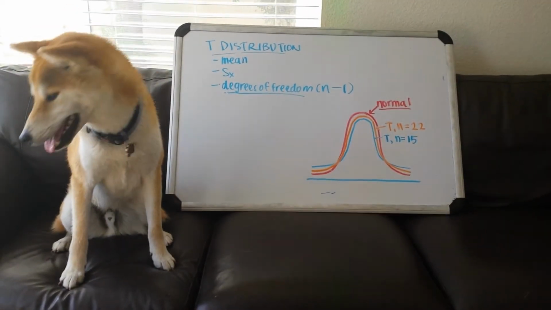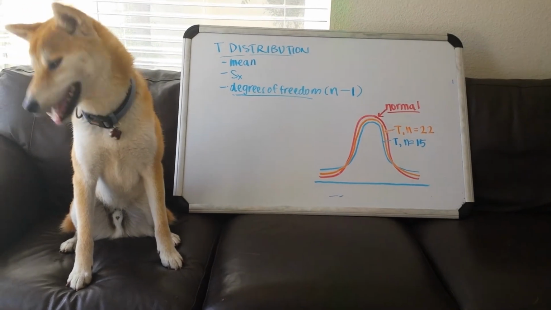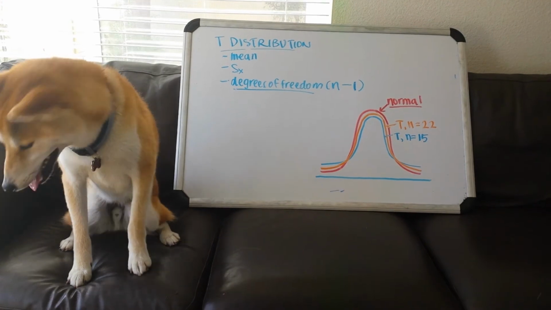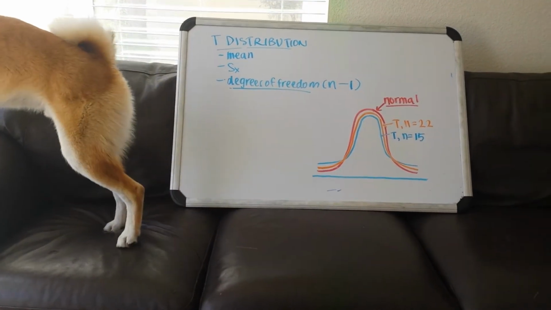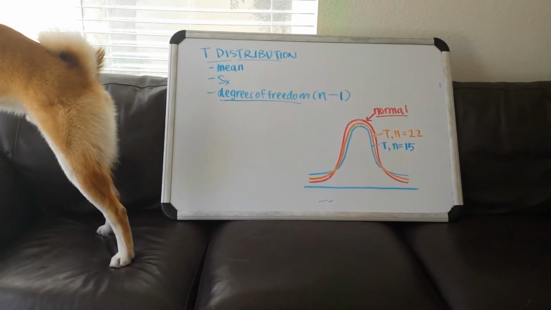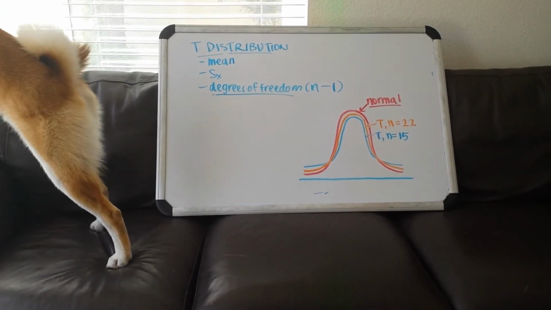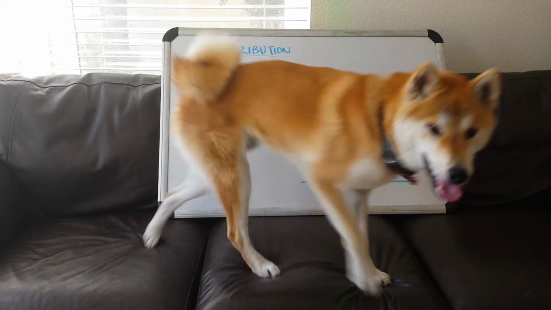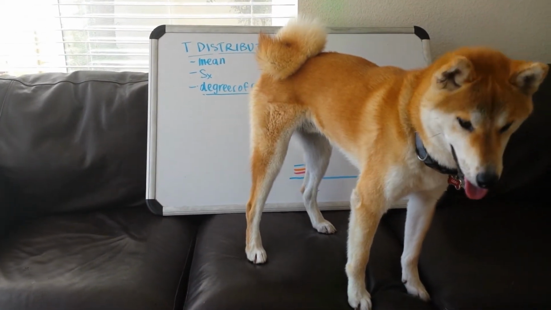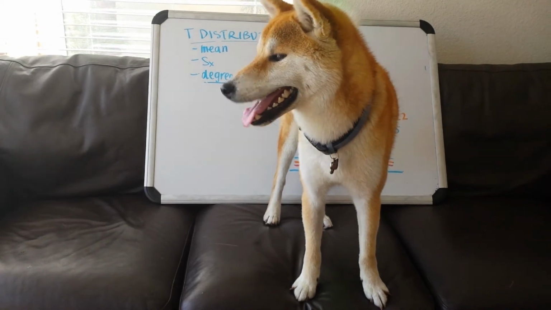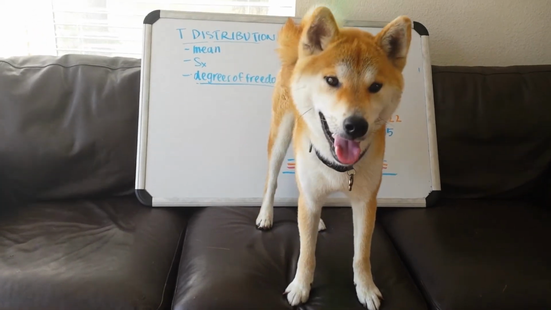Unlike the normal distribution, the t-distribution can be completely defined by its mean, standard deviation, and its degrees of freedom, n-1. The two distributions have the same shape. Both are unimodal and symmetric, but the t-distribution has more volume in its tails to account for the greater variability that comes with the smaller sample size. As the sample size gets bigger, the t-distribution looks more and more like a normal distribution. Everybody understand?